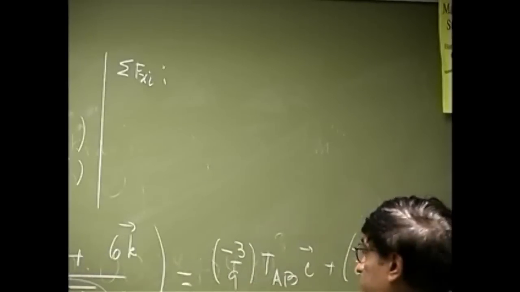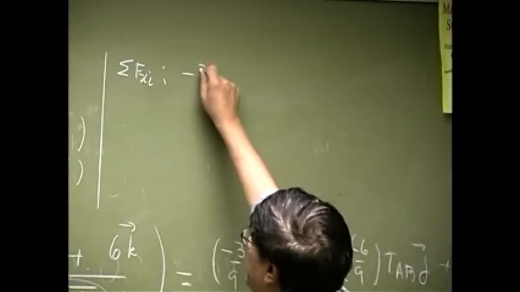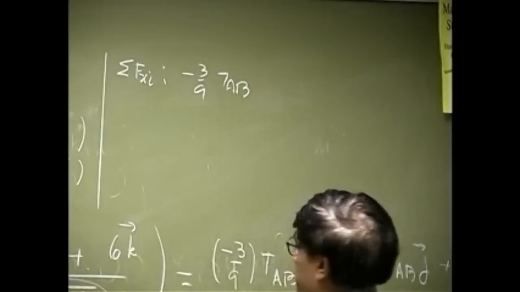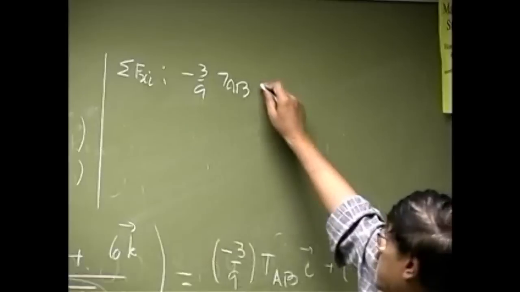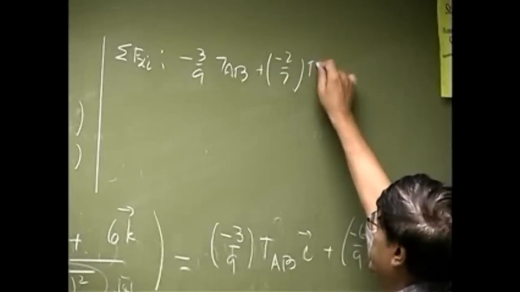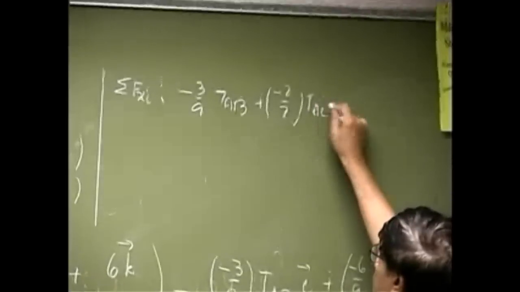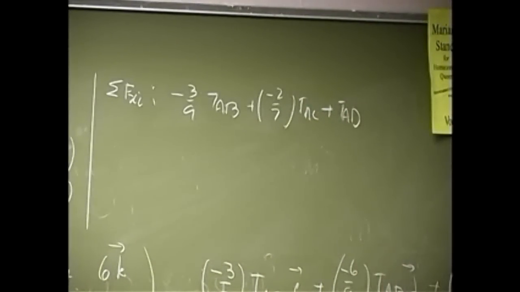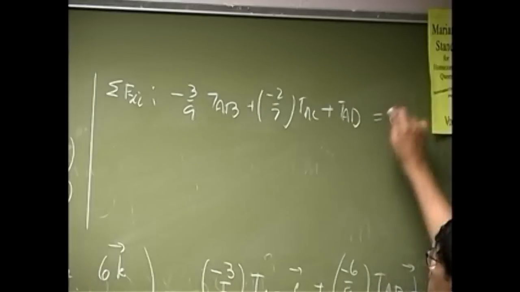from here. So what you get is you get 3 over 9 PAB, that's from the first equation. Then you have plus negative 2 over 7 PAC plus PAB. So that's all the coefficients which are with I. And we know that these should add up to 0.